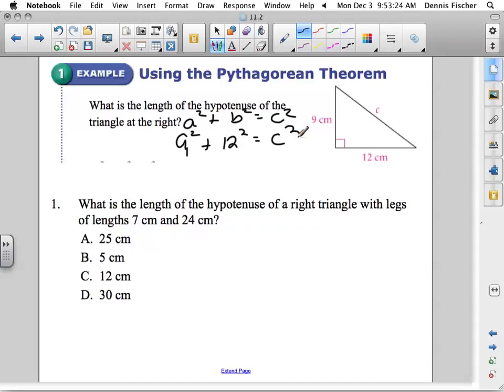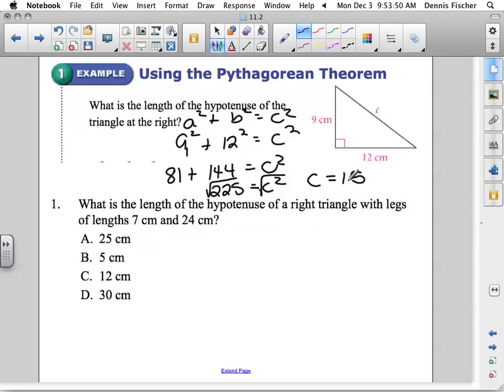9 squared is 81. Plus 12 squared is 144, equals c squared. So 225 is equal to c squared. Take the square root of both sides, so c is equal to 15. 9, 12, 15. Okay? That's how you get it.